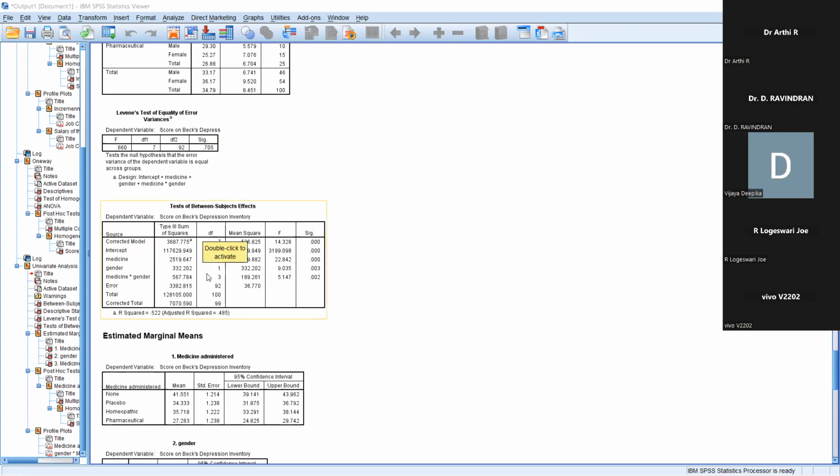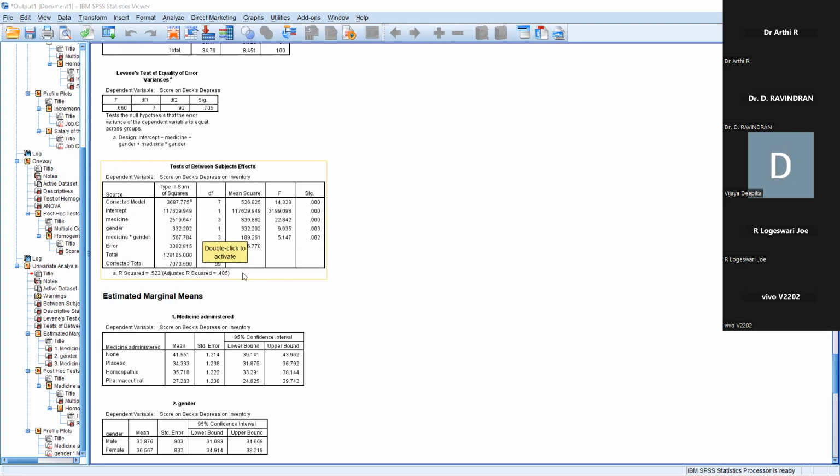Okay, so the next table is test of between subject effect. Now here you have to see the first column, after the second row: corrected model is the first one, intercept is the next one, third one is medicine, fourth one is gender, fifth one is medicine into gender. So medicine into gender is the interaction effect.